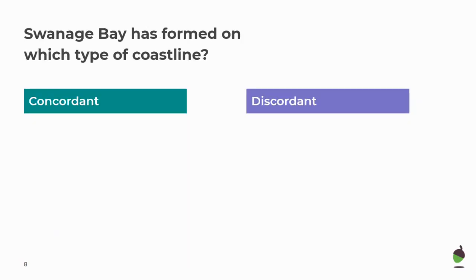Your turn. Swanage Bay has formed on which type of coastline? Concordant or discordant? Place your votes now. 3, 2, 1. Yes, discordant. So here the rock type is perpendicular to the sea, discordant.